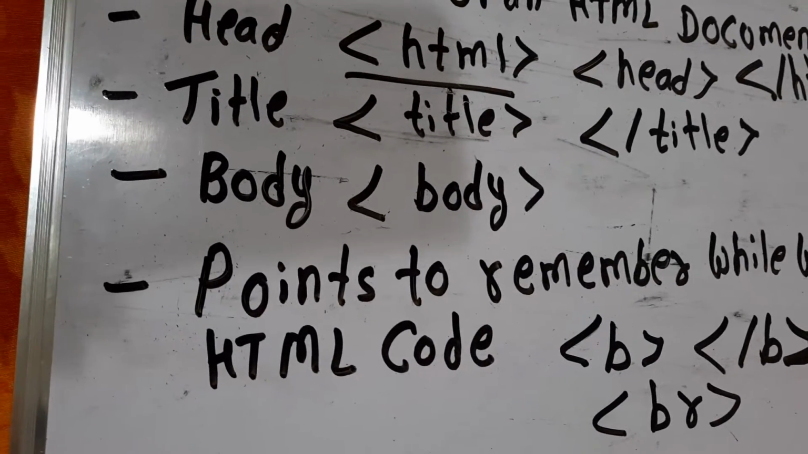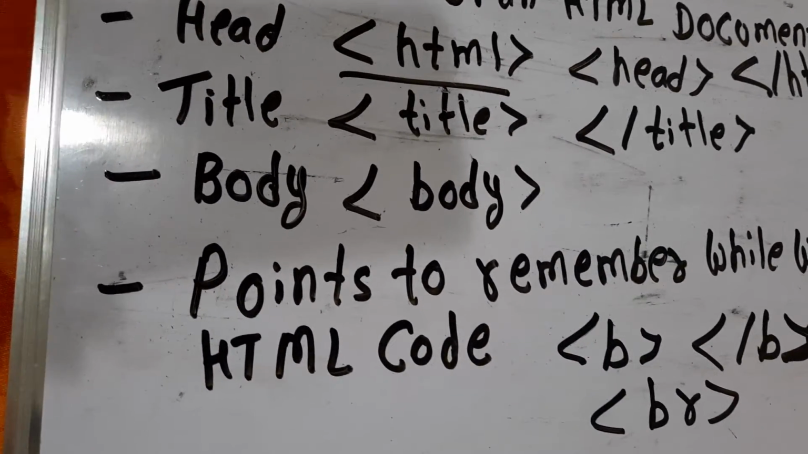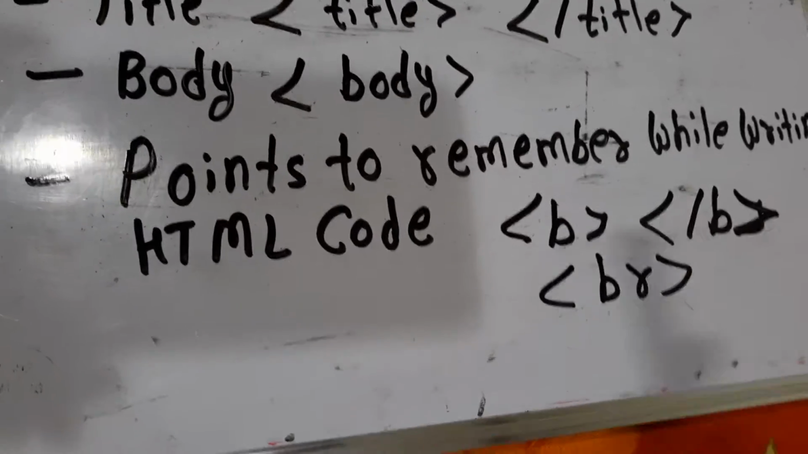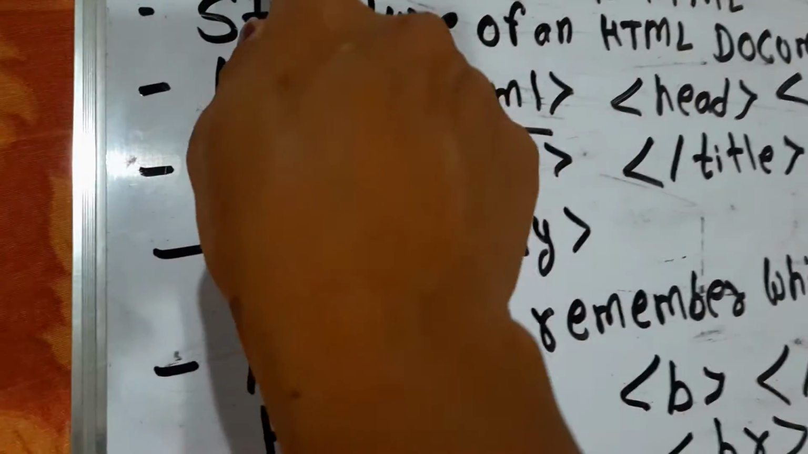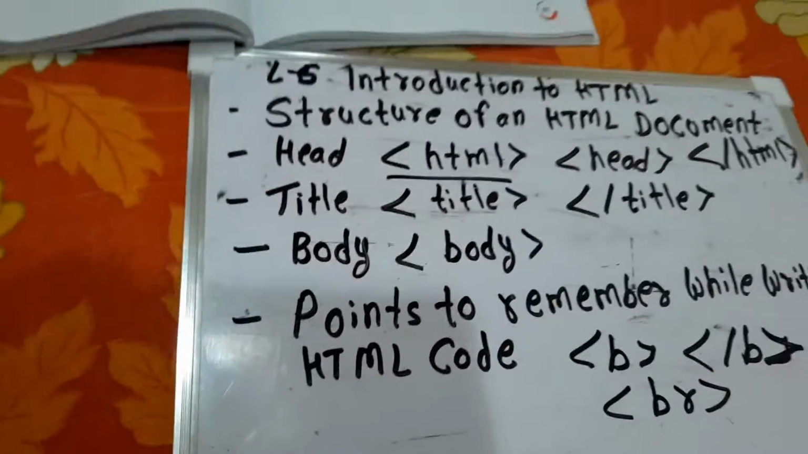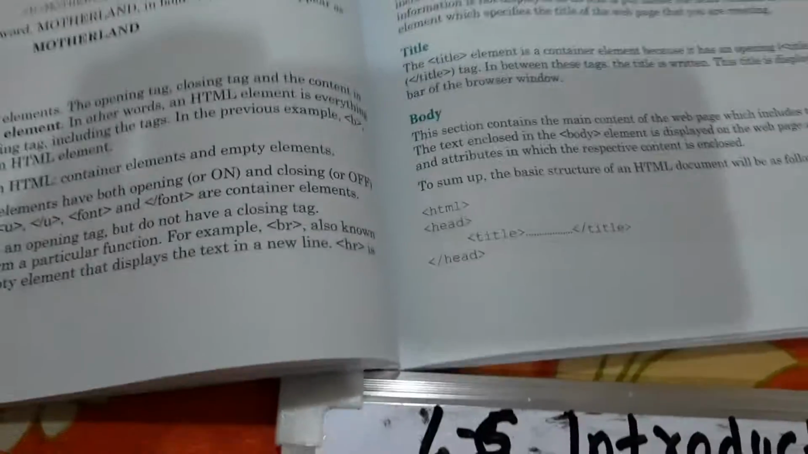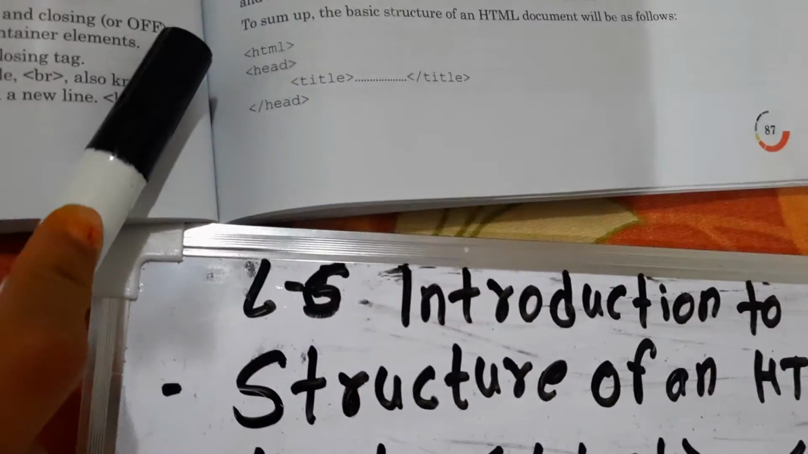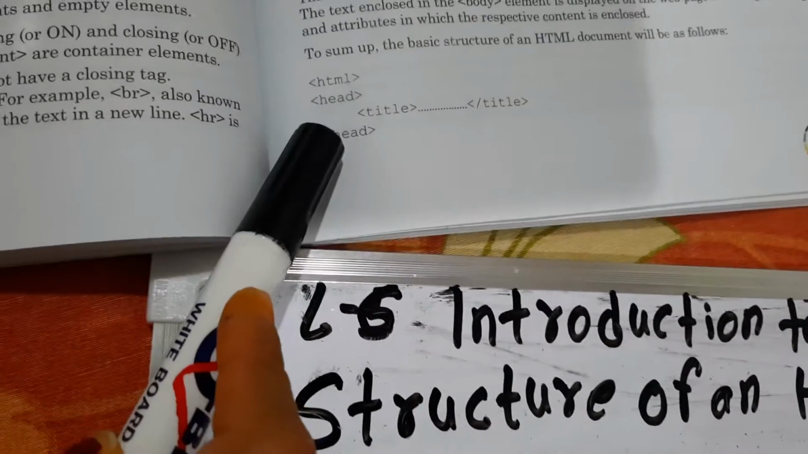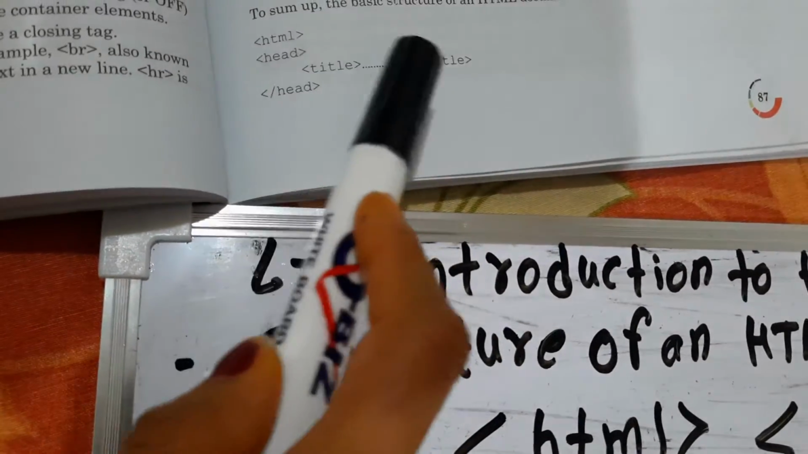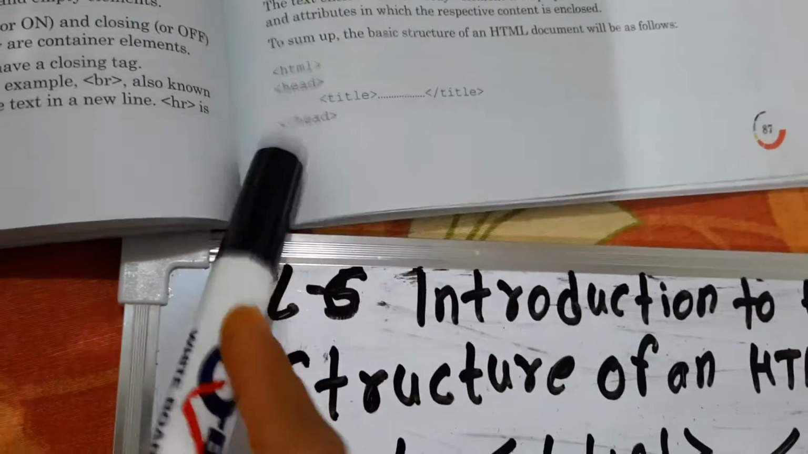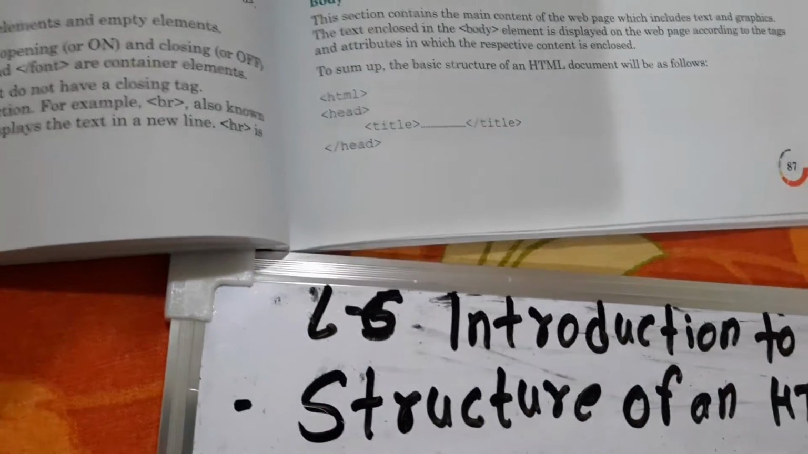To sum up, the basic structure of an HTML document will be as follows. You have to write HTML. How to write? See page number 87. Please everyone open page number 87. You will see the HTML tag, then head, then title, whatever title or topic you are giving, and then the head is closed.